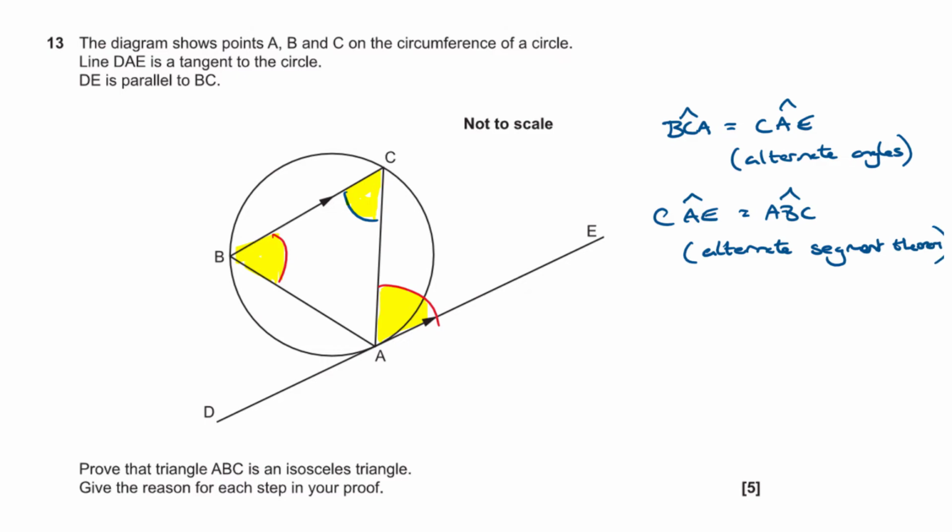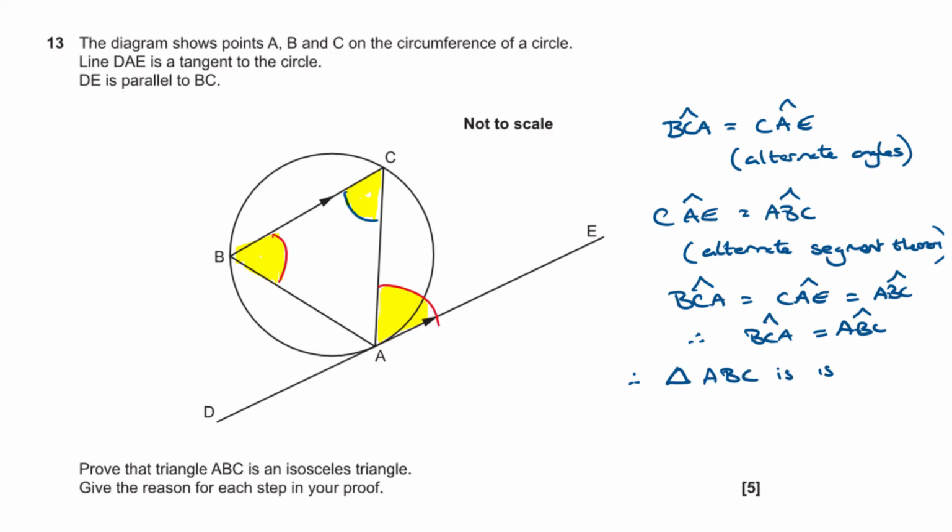Okay, alternate segment theorem. So that tells me that BCA equals CAE, which equals ABC. In other words, BCA equals ABC. And that means triangle ABC is isosceles.